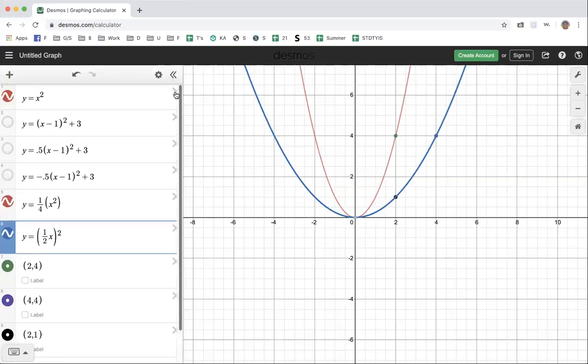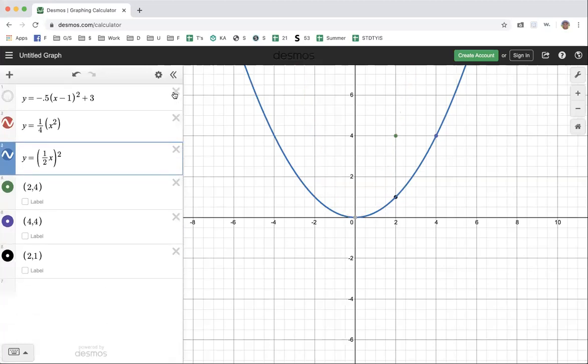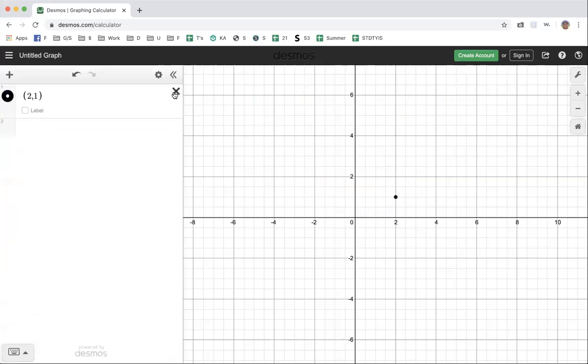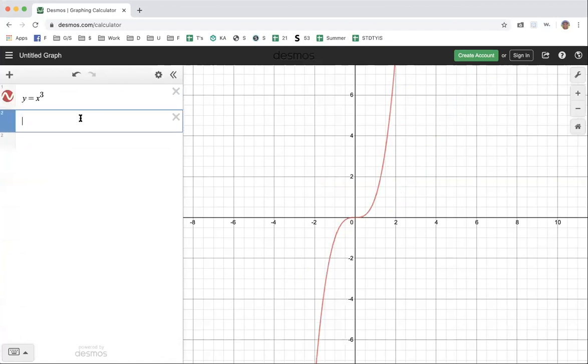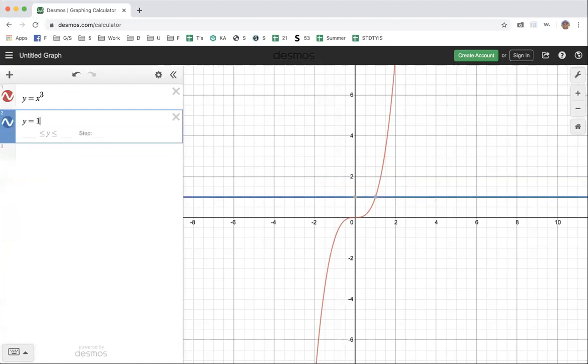Let me get rid of all those. Let's do this. And on these, I'm going to show you what I'm putting in, but we're still going to go through the process of how you would backtrack and figure it out. So let's do 1/4.